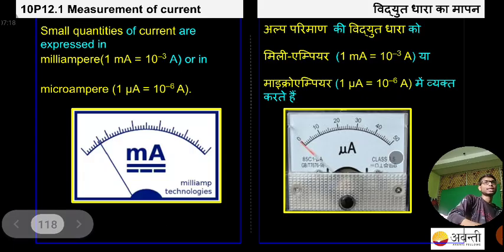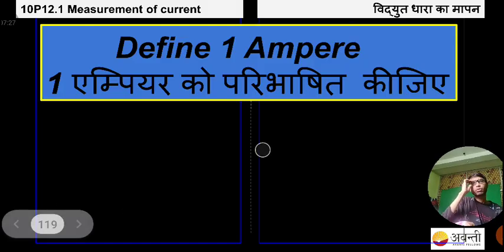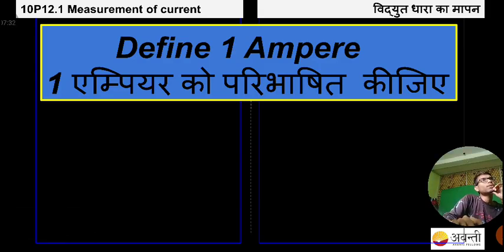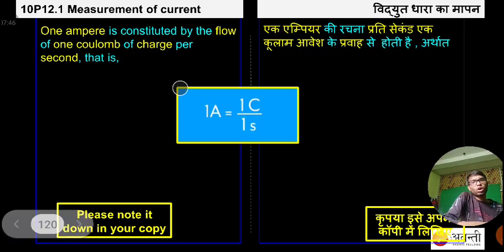These are the units used to measure electricity. Now next we define 1 ampere. By defining 1 ampere, we find how many electrons are passing within how much time. 1 ampere is constituted by the flow of 1 coulomb of charge per second. So 1 ampere is equal to 1 coulomb upon 1 second.